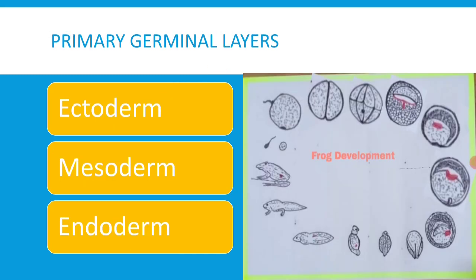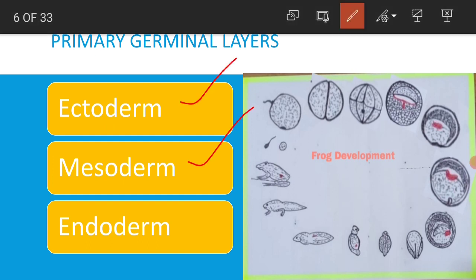And in this process, primary germinal layers are formed, namely ectoderm, mesoderm and endoderm. And all these primary germinal layers will give rise to different sets of organ systems. Here you can see on the right side the complete developmental cycle of the frog. The adult frogs, both male and female, during the process of amplexus, amplexus is nothing but pseudocopulation, release spermatozoa and ova in greater numbers.